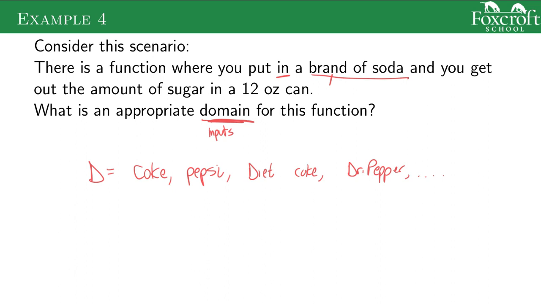One thing that people tend to do when they're doing scenarios is start trying to connect the inputs and outputs. But if I'm talking about domain, I don't care about what the output is at all. I could be putting in the brand of soda and getting out the price. I could be putting in the brand of soda and getting out the color or something like that. I don't care what the output is at all. All I care is that what's going in is the brand. So that's your domain for this function.